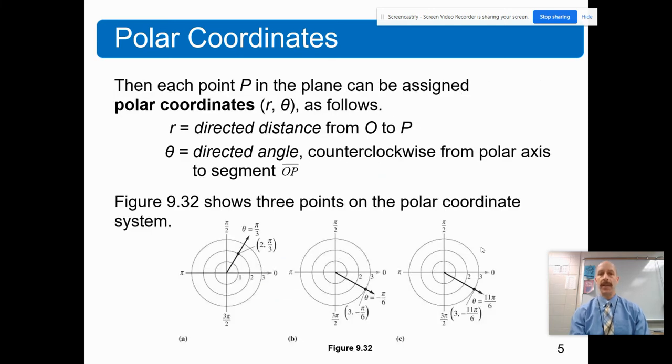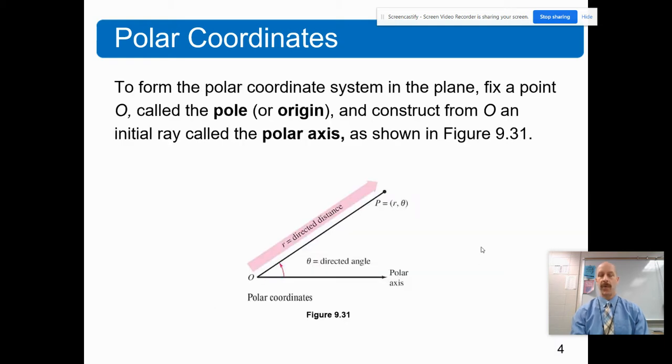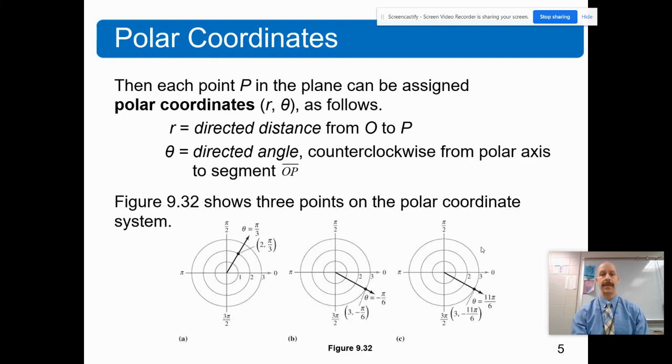Then each point P in the plane can be assigned a polar coordinate, (r, theta), where r is the directed distance from O to P, and theta is the directed angle, clockwise from the polar axis to the segment. So in our previous example here, we can see that this point P appears to be in the first quadrant. Instead of calling it x, y coordinates, we could say that r is some distance from the origin, and then theta is that amount of angular rotation from the polar axis.